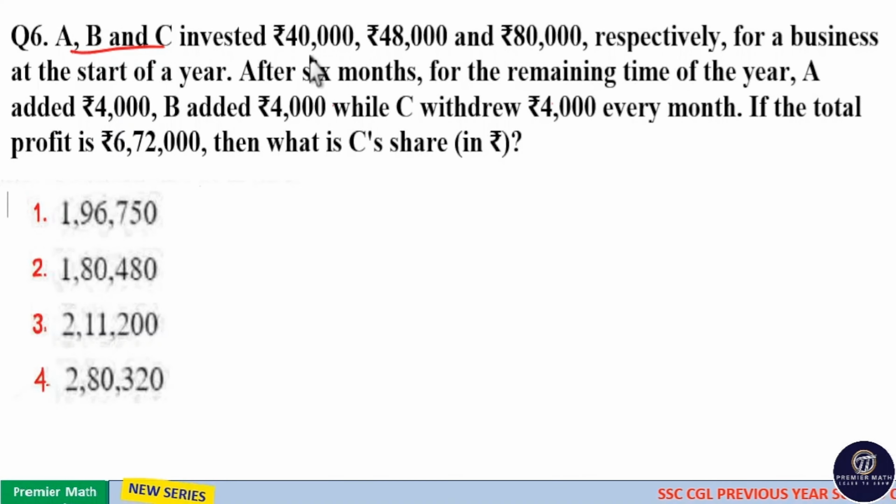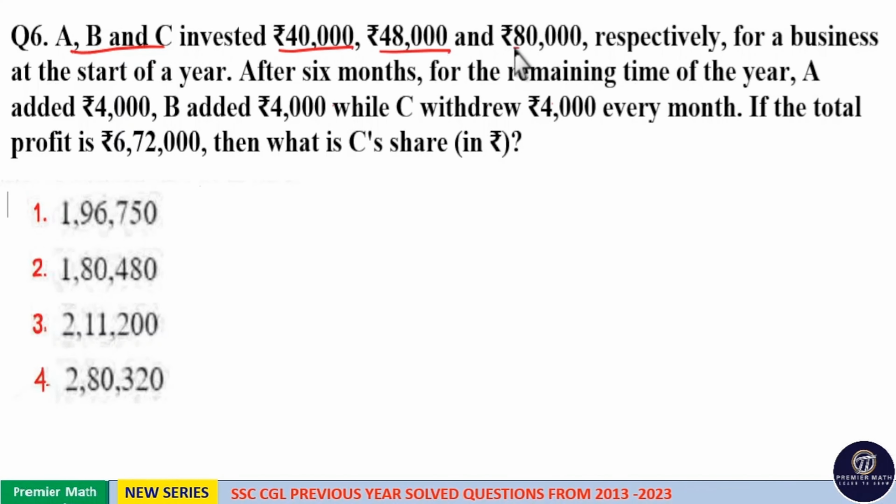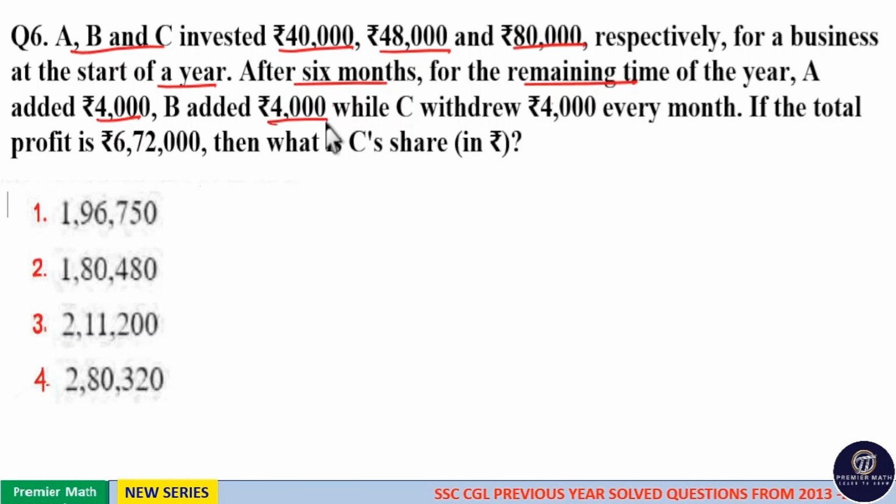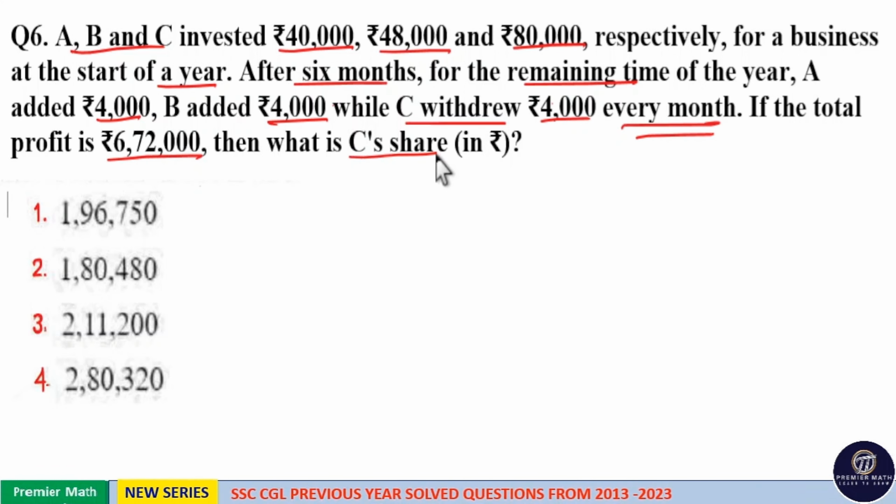A, B and C invested 40,000, 48,000, 80,000 respectively for a business at the start of a year. After 6 months, for the remaining time of the year, A added 4,000, B added 4,000, while C withdrew 4,000 every month. If the total profit is 6,72,000, then what is C's share?